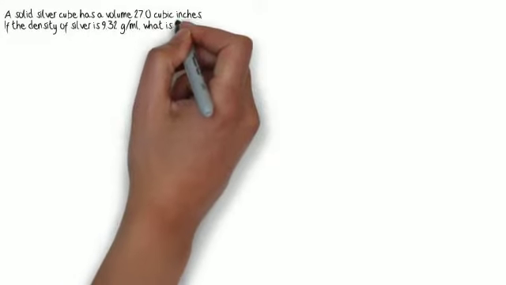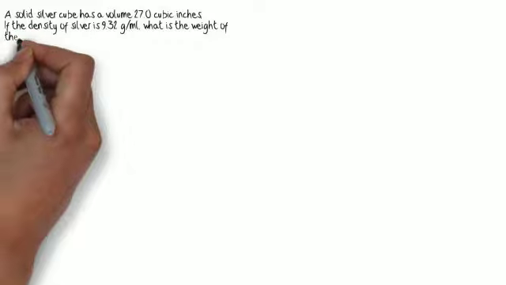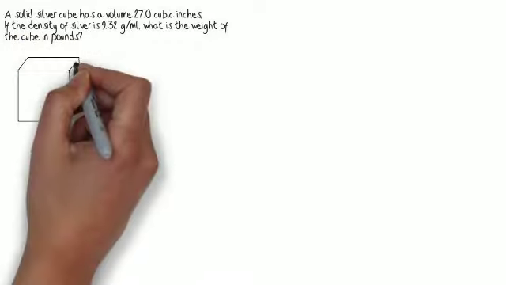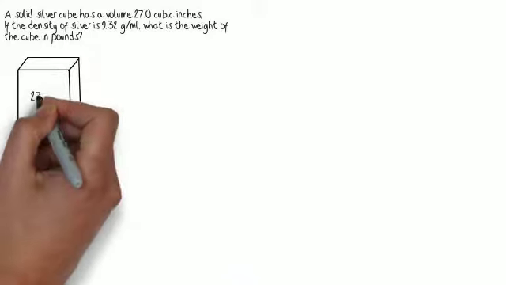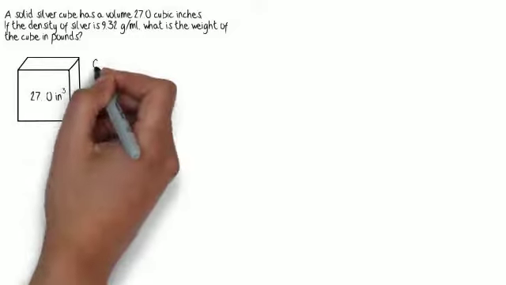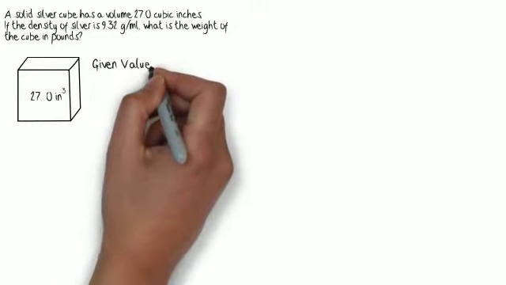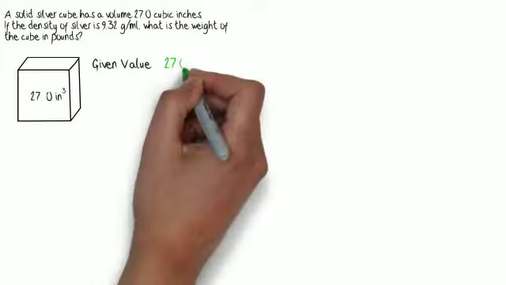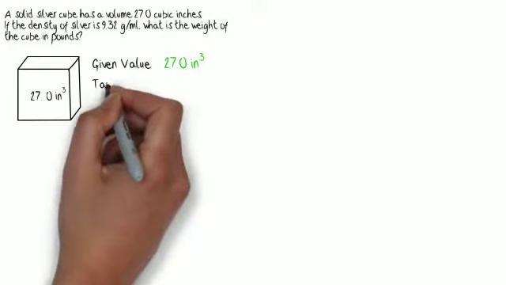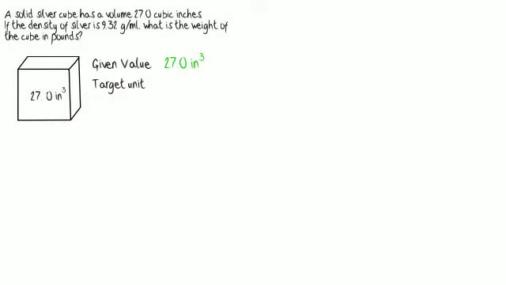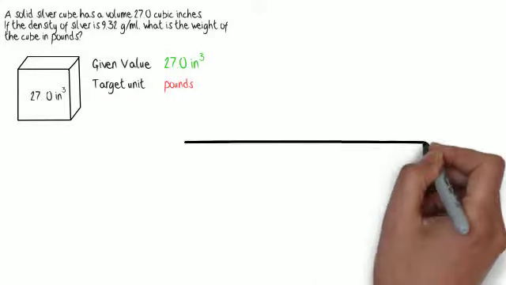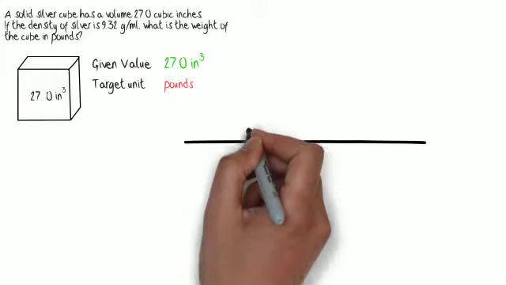A solid silver cube has a volume of 27.0 cubic inches. If the density is 9.32 grams per milliliter, what is the weight of the cube in pounds? So we got a cube here with 27.0 cubic inches. The given value is our volume, and the target unit is pounds. So this is similar to the problem we did with the gold bar, where we're converting from a volume to a weight value, or a mass value, if you will, even though technically they're not the same thing.